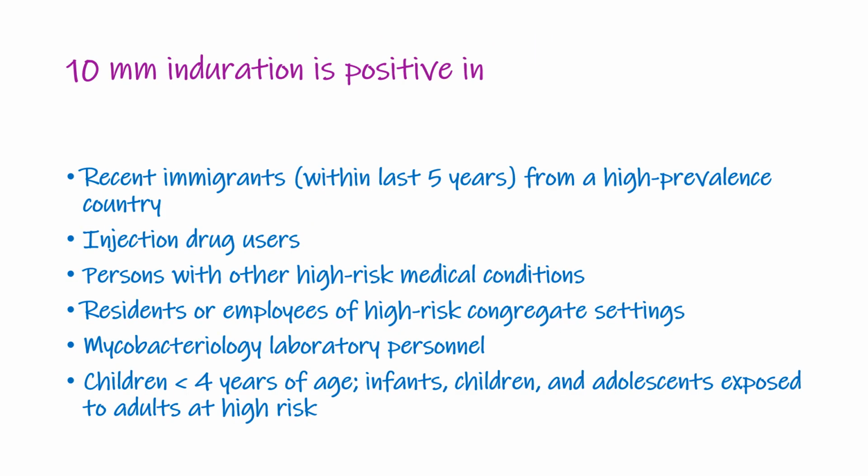So 10 mm of induration is positive in patients who have intermediate risk factors for TB. These are recent immigrants within the last 5 years from a high prevalence country, injection drug users, patients with other medical conditions that lower the immune system, residents or employees of high risk congregate settings, mycobacterial laboratory personnel, and children who are less than 5 years old. These are infants, children, and adolescents exposed to adults at a higher risk. So if it is 10 mm, then it's positive.